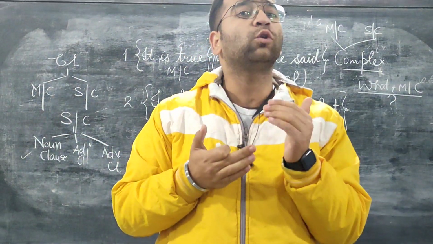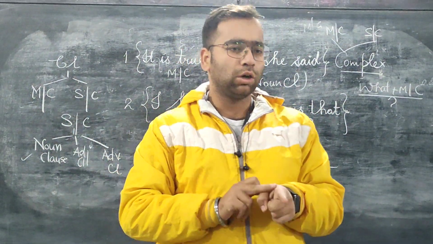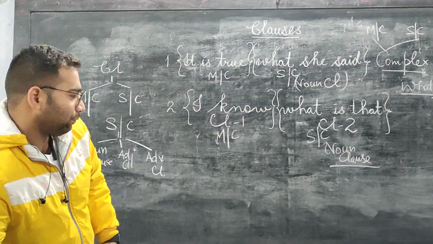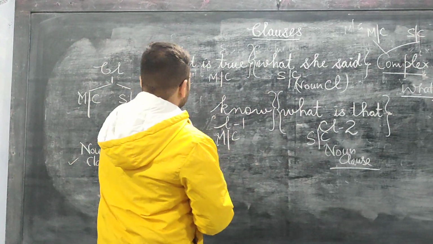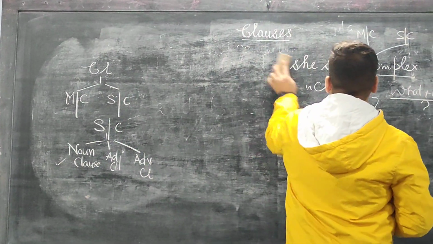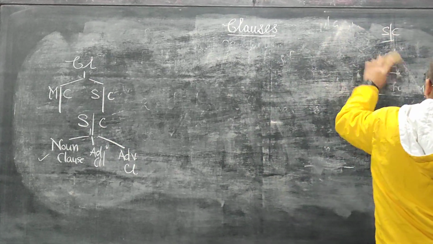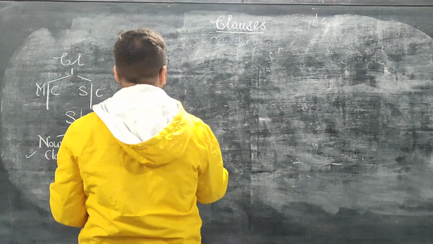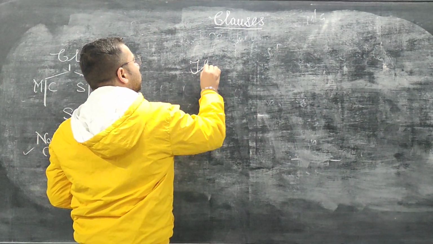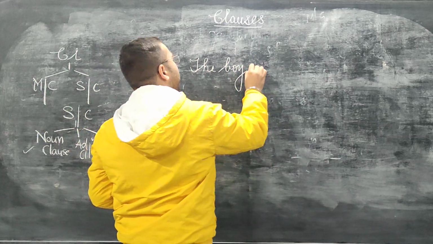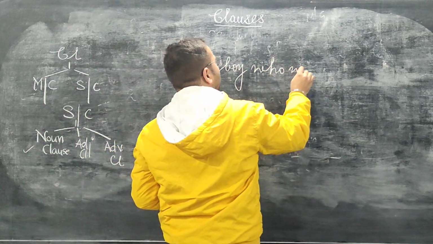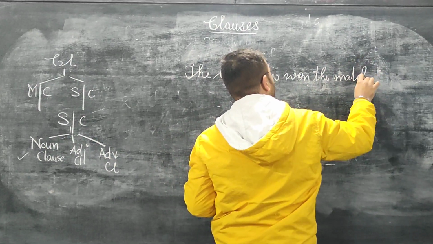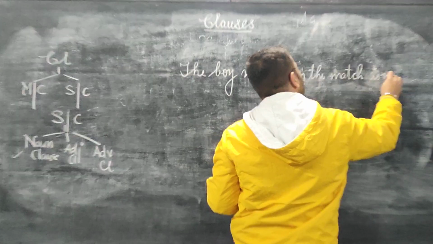Now I will tell you how to find out an adjective clause. You have to pay attention, and the sentences will be like this. Now I will take the example of an adjective clause. How to find out an adjective clause? See that. The boy who won the match is my brother.